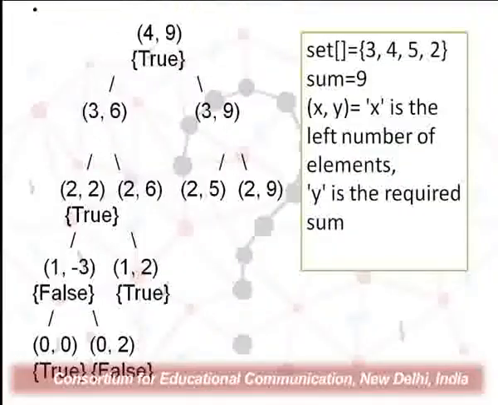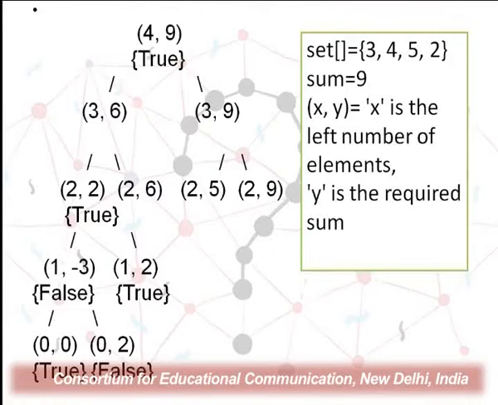In this example, let us say we have a set which is 3, 4, 5, 2 and the sum which we are looking for is 9. The two parameters being passed are x, which is the number of items left under consideration, and y, the required sum. Taking the problem as a whole, considering all 4 items and the sum 9, there can be 2 approaches. Either we include a particular item or we do not include that particular item.